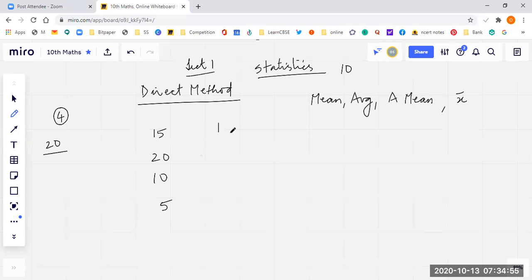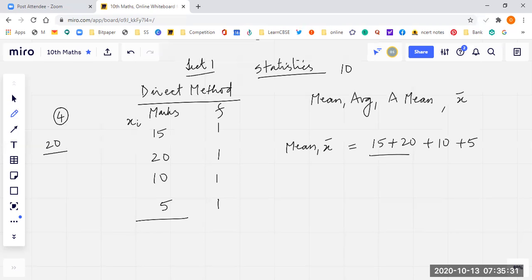So number of students, here I will write frequency, number of students 1, 1, 1, 1. And these are the marks they have got, which I represent by xi. So how can I find the mean? If I want to find out the mean, x bar would be equal to just total all the marks: 15 plus 20 plus 10 plus 5, divided by the number of students. How many students are there? 1, 2, 3, 4.